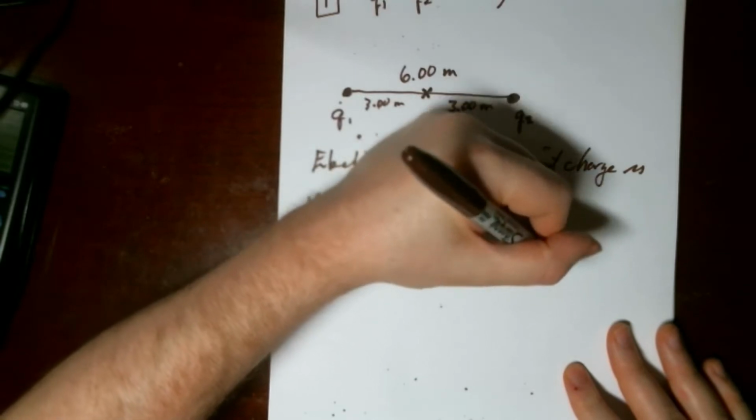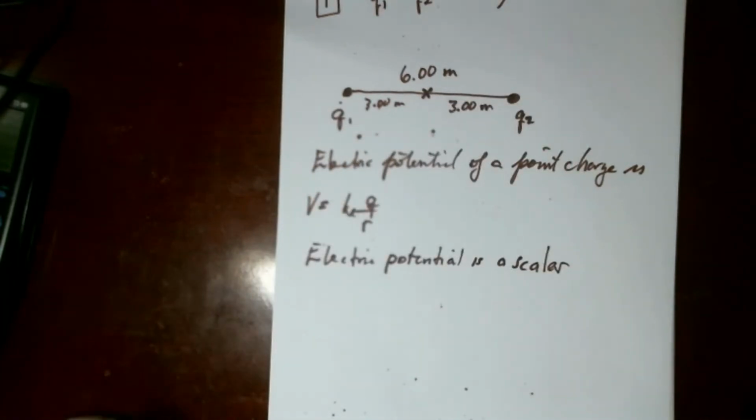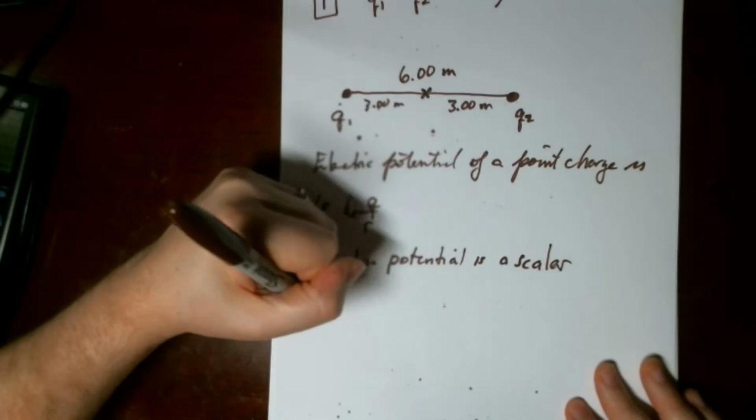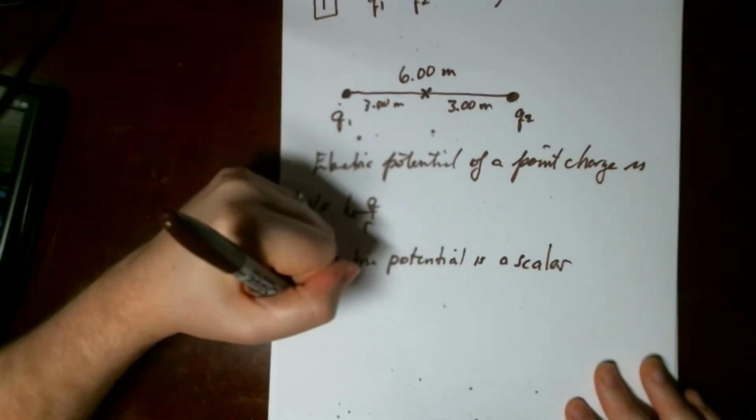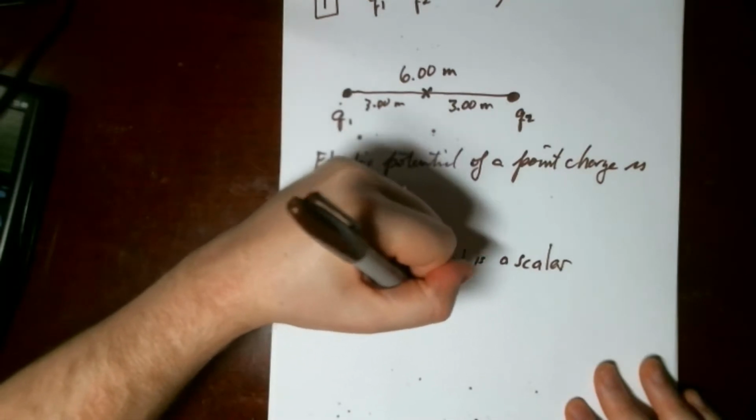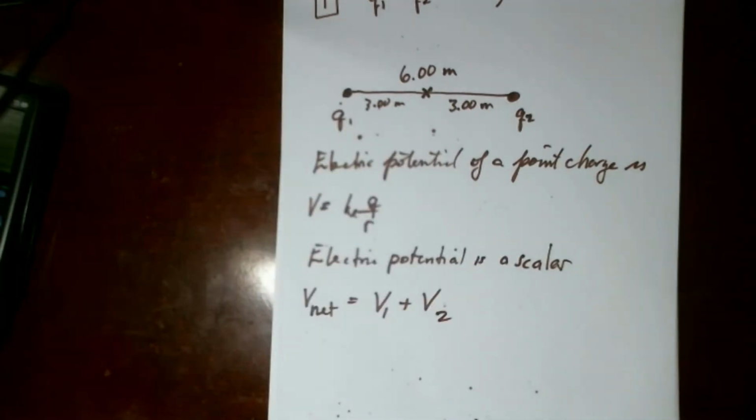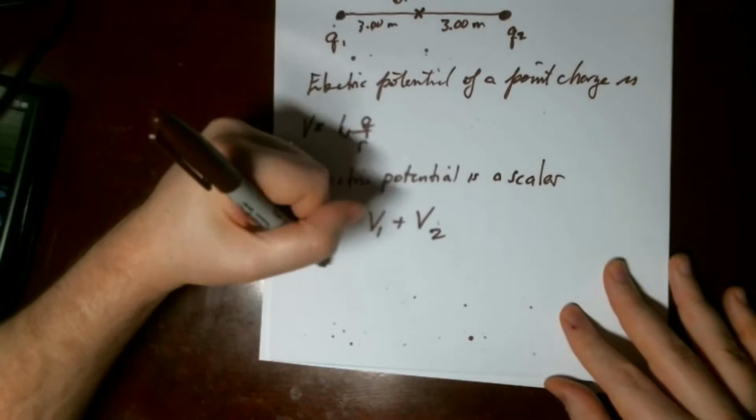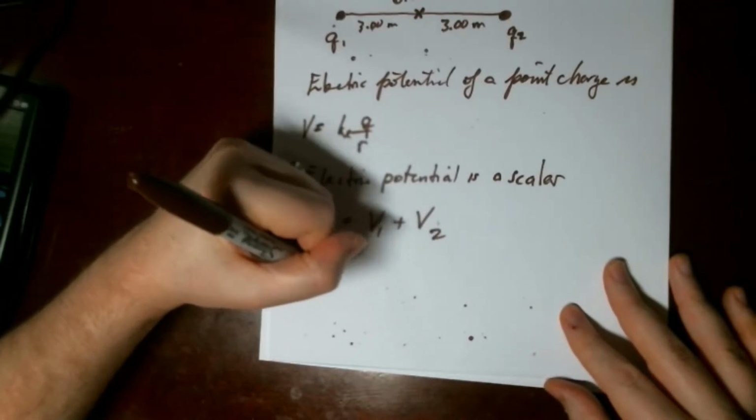So then to find out the electric potential at that point between them, we just need to calculate the potential due to each one. We'll call this V net. We just need to work out the potential due to each of the individual charges at that point. So let's do that. We have, let's see, k_e, I'll pull that out.